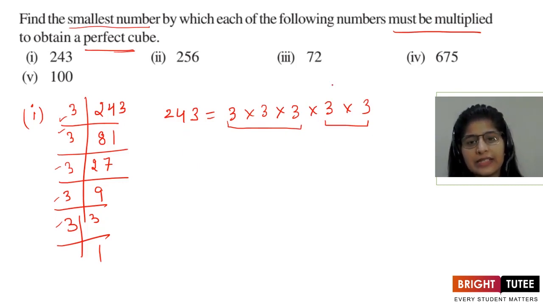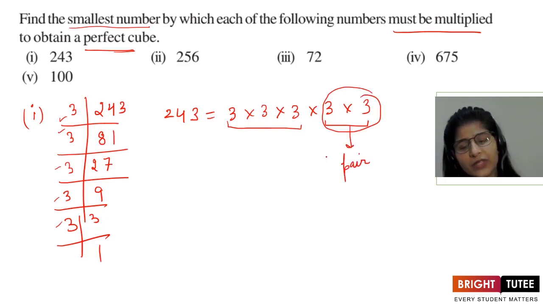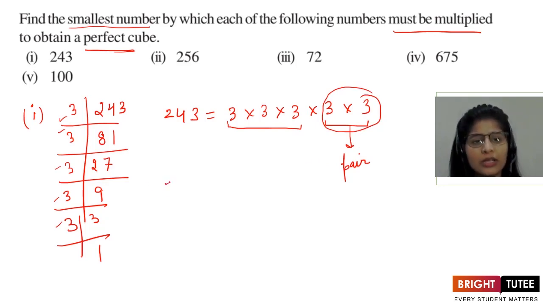So we see here this is left, right? This 3 3 is left and this is a pair. It is not a triplet, right? To make it a triplet, what should it be multiplied with? We need one more 3. So on both sides we will multiply with 3.